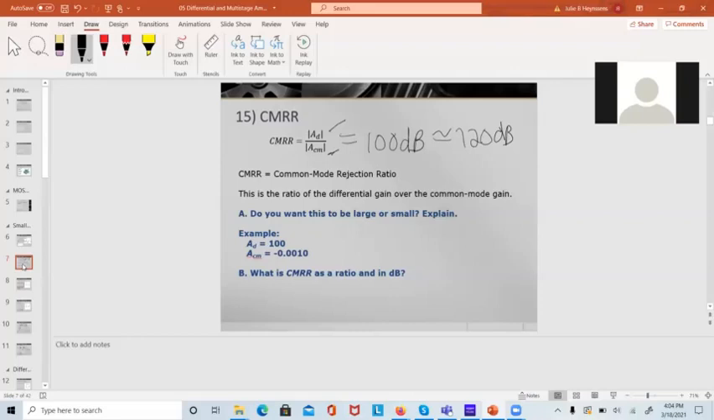Calculating it is pretty straightforward. It's the magnitude, so 10,000 over 1, 20 times the log of that. That is 1, 2, 3, 4, 80 dB. Four zeros. And you want it to be fairly large. Not a great amplifier, but okay.